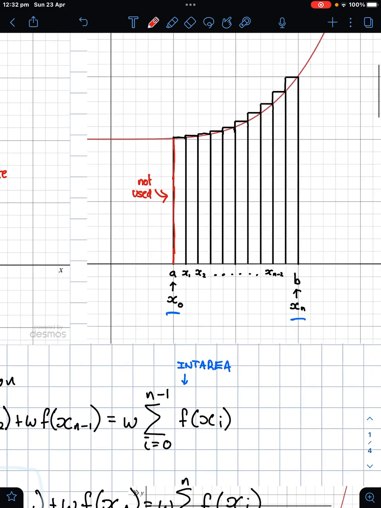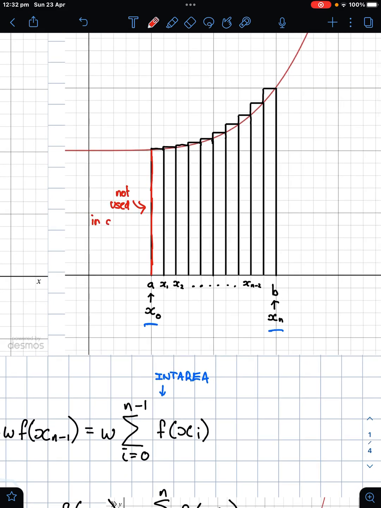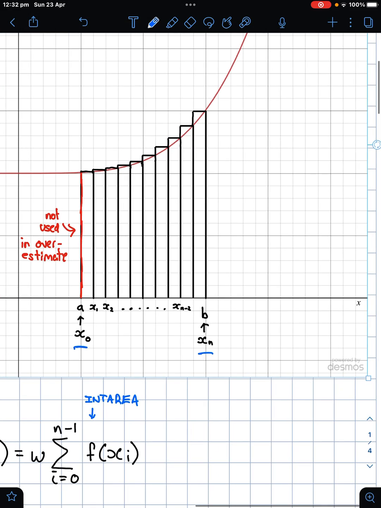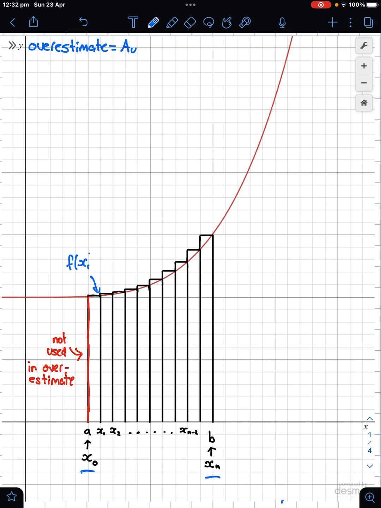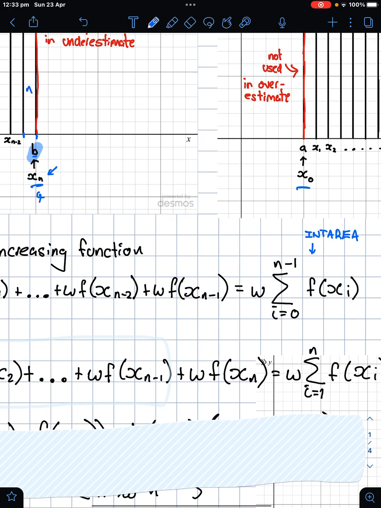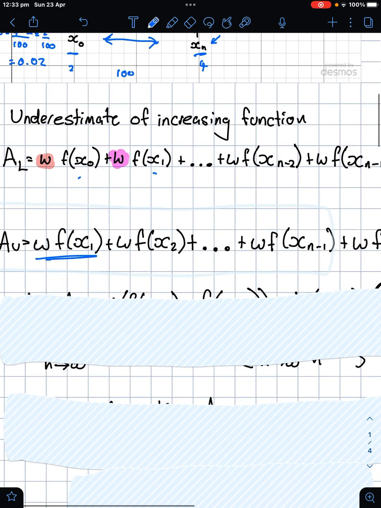And this one here not used in the overestimate. Okay, so we see here that our first length that we need to use for the underestimate, let's do it here. This first coordinate is f of x1, not f of x0, and this time we use f of xn as our final value. Okay, so now we come down here and we should look at these two terms side by side.